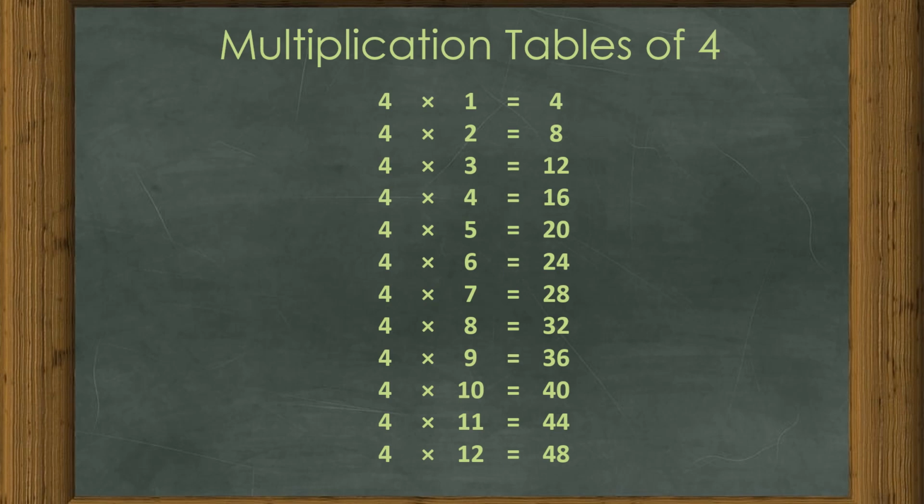Multiplication tables of 4. 4 1s are 4. 4 2s are 8. 4 3s are 12. 4 4s are 16. 4 5s are 20. 4 6s are 24. 4 7s are 28.